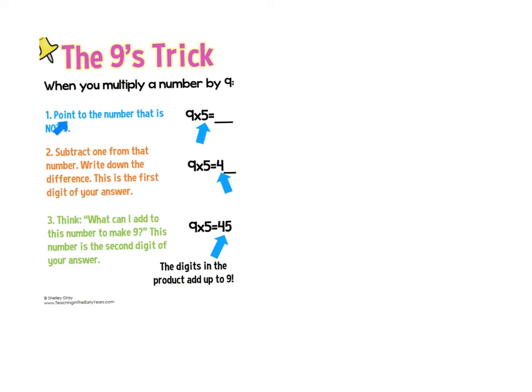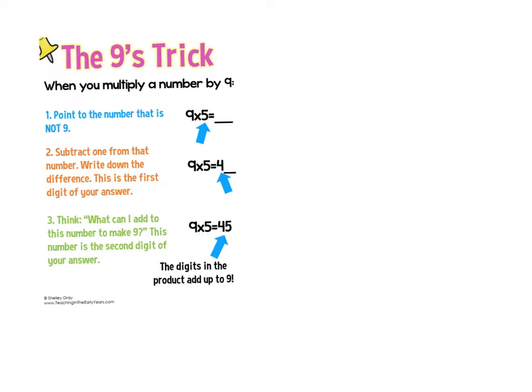Alright, let me show you the tricks for your nines. Alright guys, here's your nines tricks. Point to the number that is not 9. Subtract 1 from that number. So 5 minus 1 gives me 4. This is the first digit of your answer, your tens place. Now say to yourself, what plus 4 will give me 9? That would be 5. So 5 plus 4 is 9. So the product of 9 times 5 is 45.